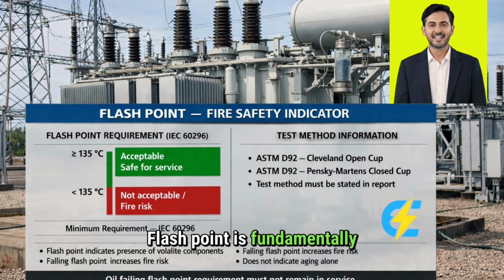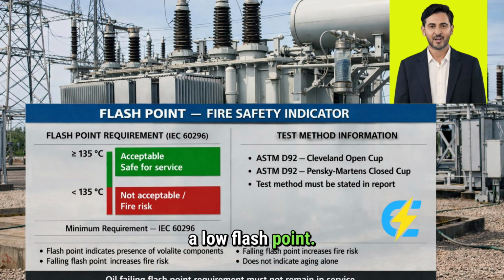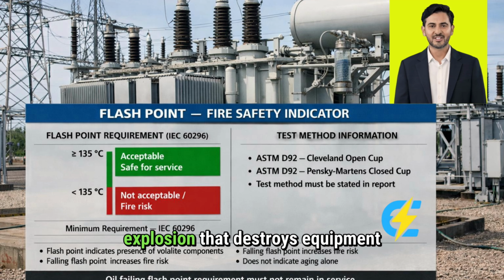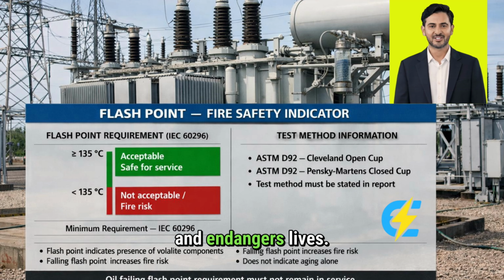Flashpoint is fundamentally a safety parameter, not a performance parameter. Your transformer might run perfectly fine today with a low Flashpoint. The oil still insulates, still cools, still does its daily job. But Flashpoint decides what happens during a fault. It determines whether a simple internal arc becomes a manageable event or turns into a violent explosion that destroys equipment and endangers lives.